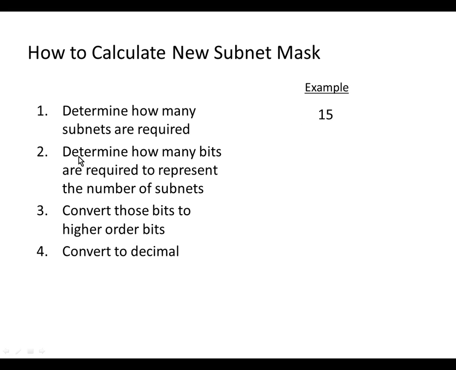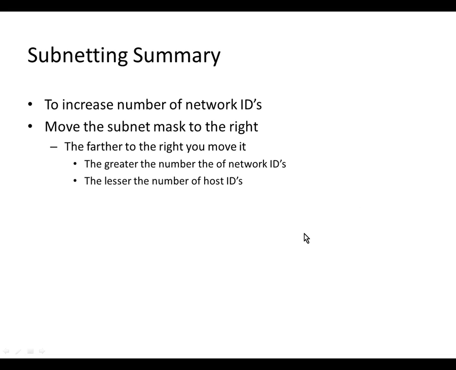So number 2, we determine how many bits are required to represent the number of subnets. How many bits are required to represent the number 15? And the answer is 4 bits. We convert those bits to higher order bits and convert the higher order bits to decimal, and that is our new subnet mask. The 240 indicates that we have pushed the subnet mask over not an entire octet to the right, but only 4 bits to the right.